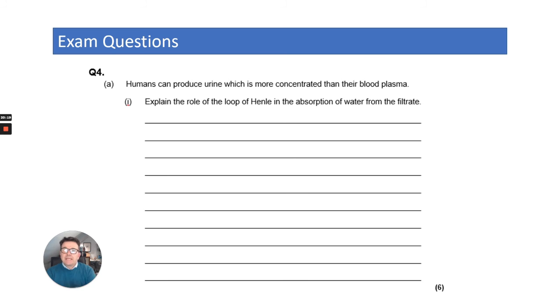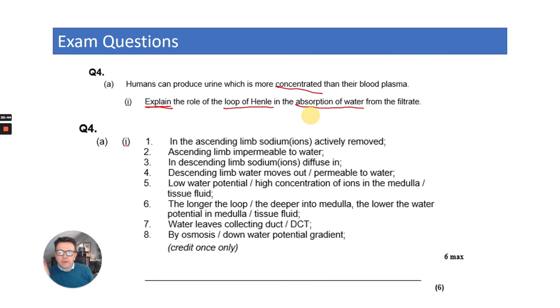Okay, so this is a big 6-mark question. Humans can produce urine which is more concentrated than their blood plasma. So explain, the key command word is explain, the role of the loop of Henle in absorption of water from the filtrate. So kind of answers you can have are the following.